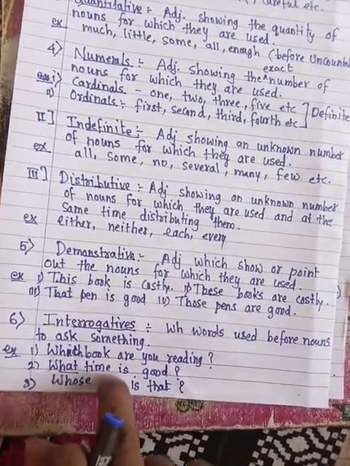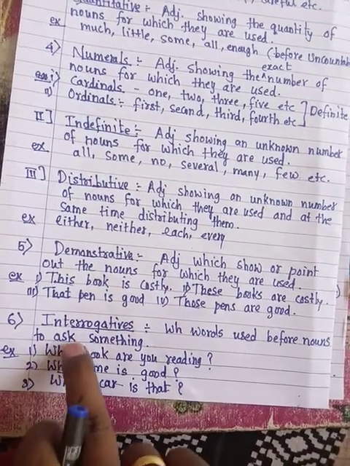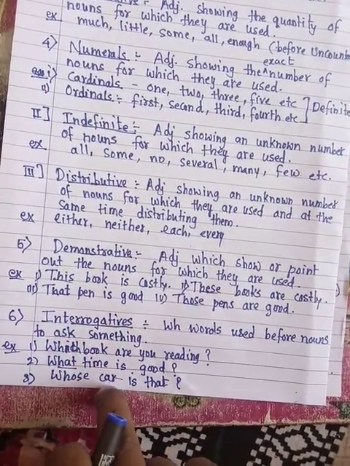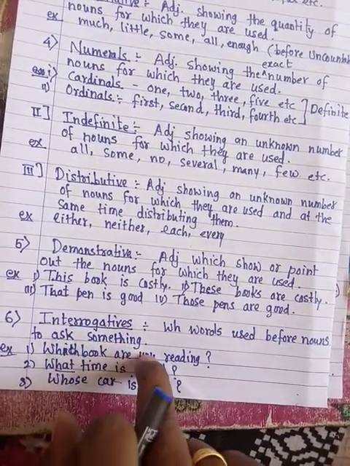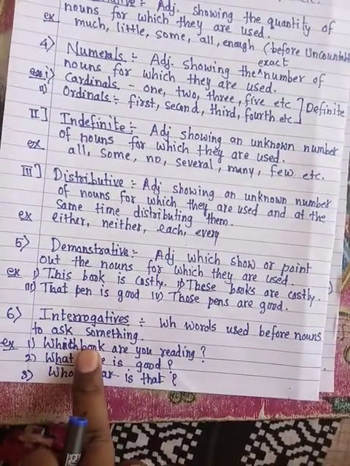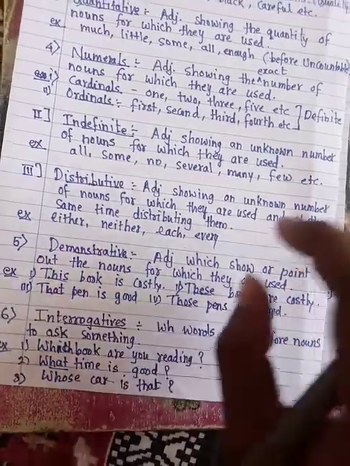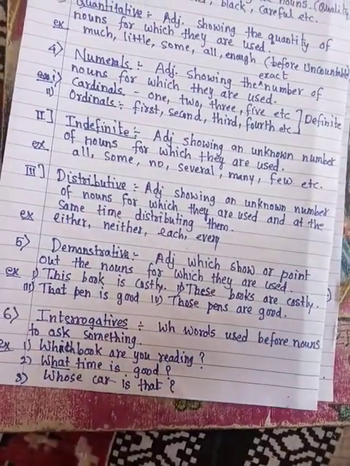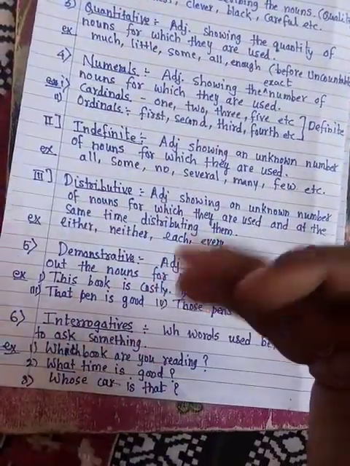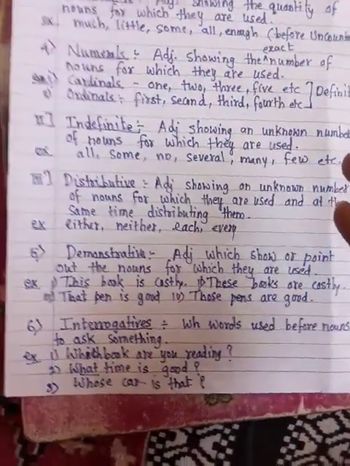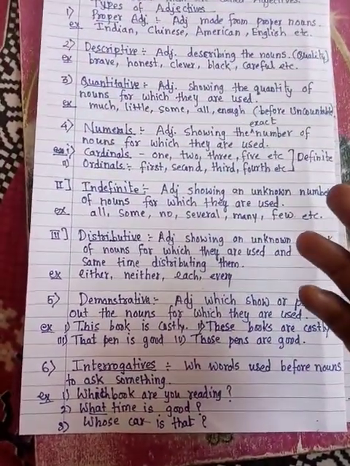Whose car. So immediately after these WH words there is a noun, and if there is no noun immediately after them and a verb is coming, like what is the time, whose is this, then they will be interrogative pronouns, not adjectives. I hope you got the difference.